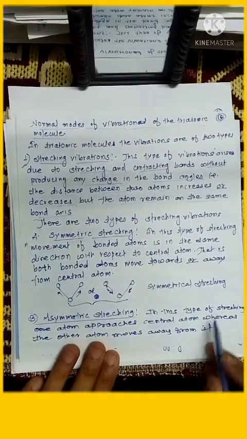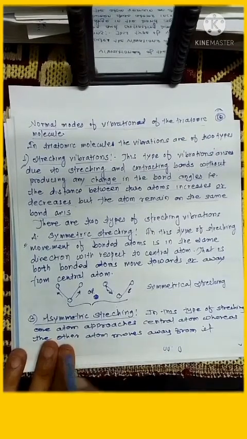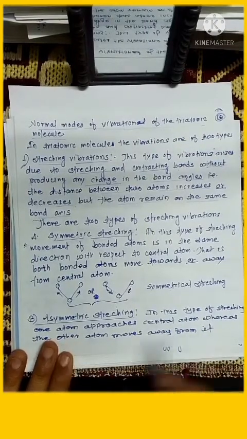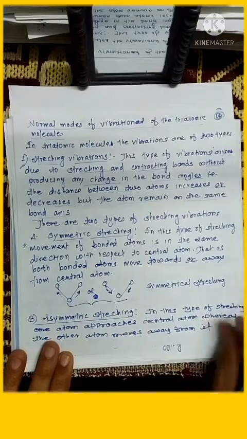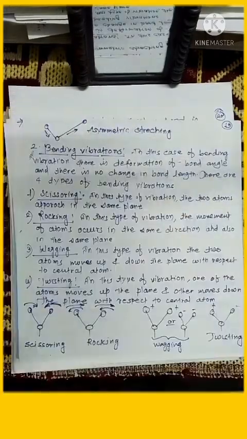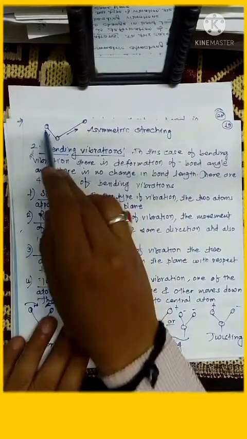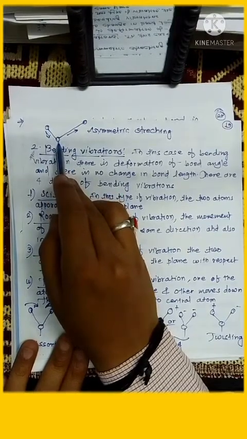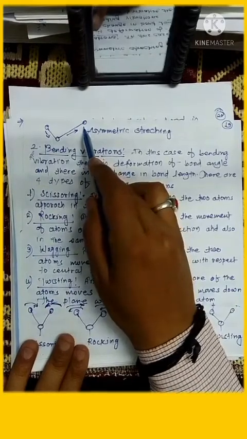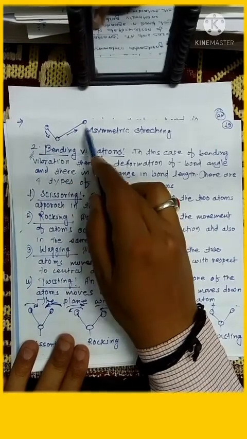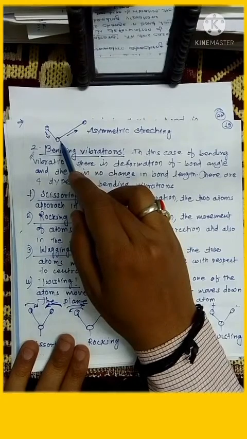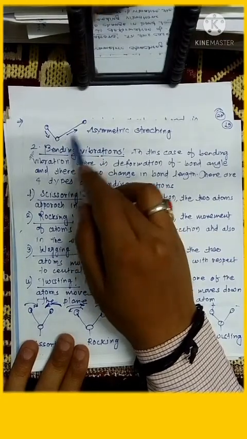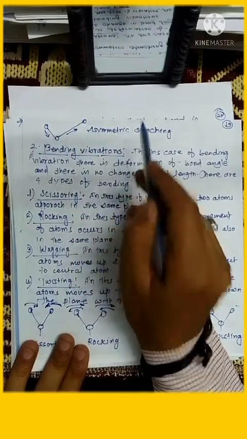In this type of stretching, one atom approaches towards the center atom, whereas the other atom moves away from it. Again see, in this example of ozone, the oxygen on the left hand side comes closer towards the central oxygen, while the oxygen on the right hand side goes away from the central oxygen atom. So this type of stretching is known as asymmetric stretching.